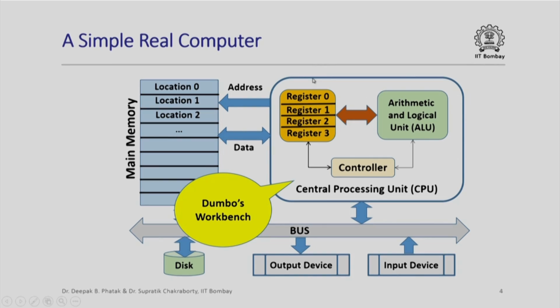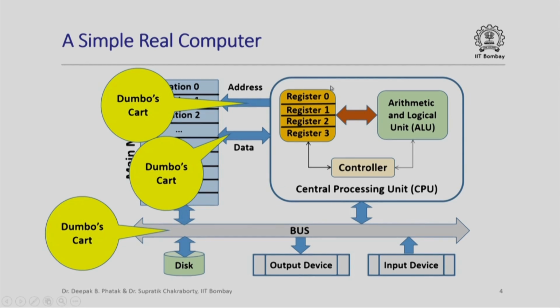Then recall that Dumbo had a workbench in which Dumbo would keep values and then do some operations with them. Dumbo would fetch values from the named drawers to the workbench and then do some operations with them. So in a real computer, that part is what is called a central processing unit or a CPU. A CPU has several registers. In the Dumbo model as well, we had seen registers. We will study a little bit more about what registers really do. A CPU also has an arithmetic and logic unit where the real computation happens, and it has a controller.